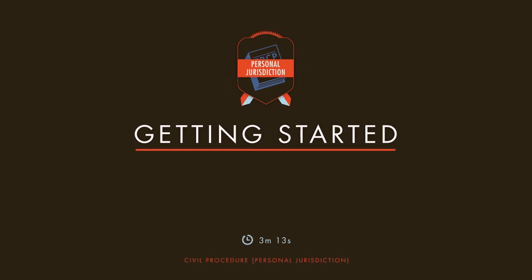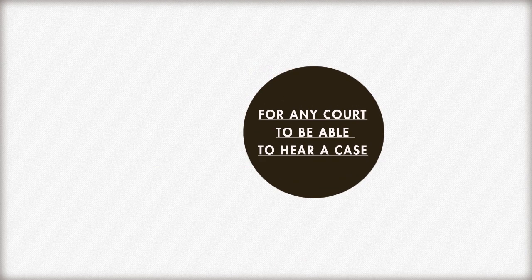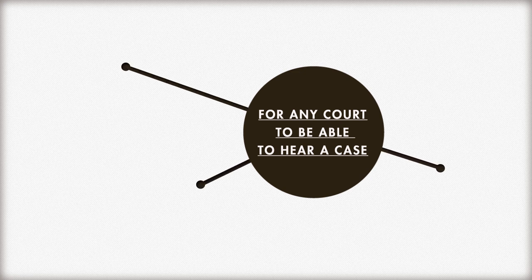Welcome to Personal Jurisdiction. A court can't hear just any case it chooses. There are 3 requirements that a court must meet in order to hear a case. The first requirement is that the court must have jurisdiction over the particular defendant. This is called personal jurisdiction.